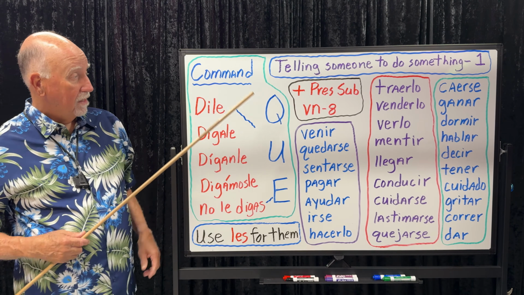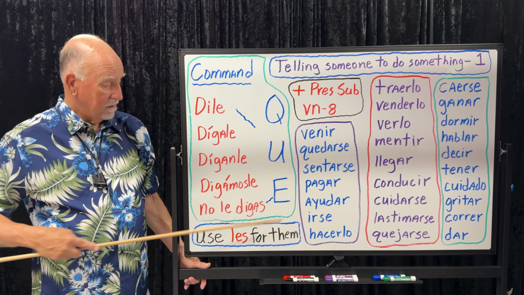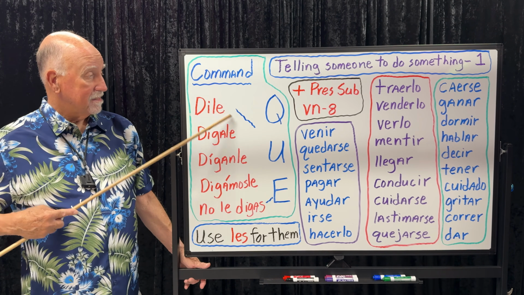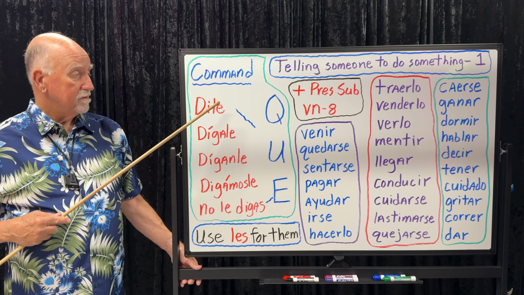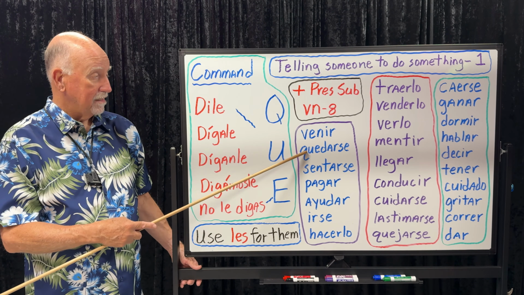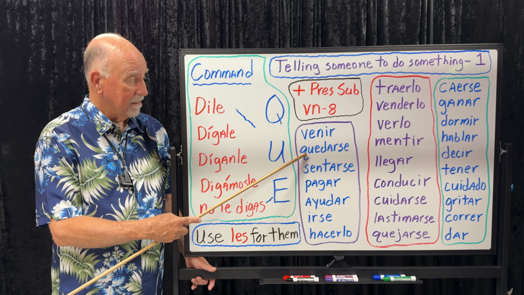Let's go. Tell her to come would be dile que venga. Tell them to come, diles que vengan. Okay? Tell him to stay, dile que se quede. Tell them to stay, diles que se queden.